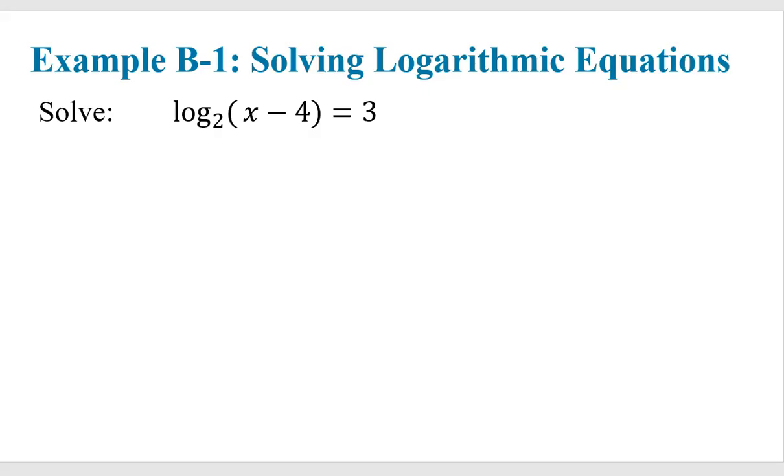All right, so here's our first example. We have log base 2 of x minus 4 equals 3. I have my logarithm completely isolated, so let's change that to exponential form. So that would be 2 to the third power equals x minus 4. 2 to the third power is 8, so 8 equals x minus 4. I'm going to add 4 to both sides, and I get 12 equals x.